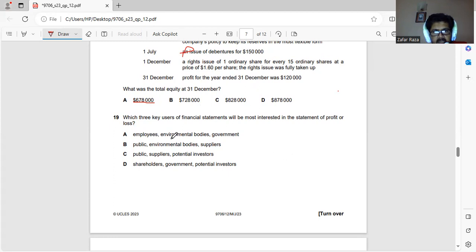I think employees, environmental bodies, government, no. Public, no. B and C options are useless because the public are not most interested. These two options are useless. Okay. Shareholders, government, and potential investors. Here, environmental body is least interested. So it means D option should be the answer. Getting my point clear? Okay.